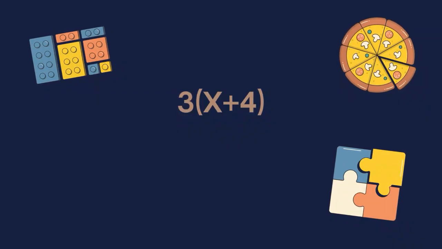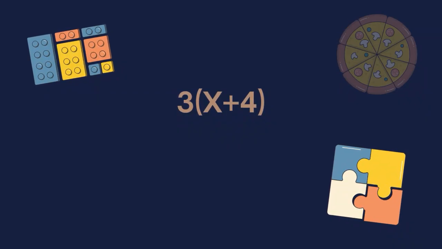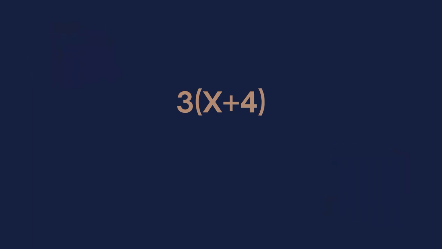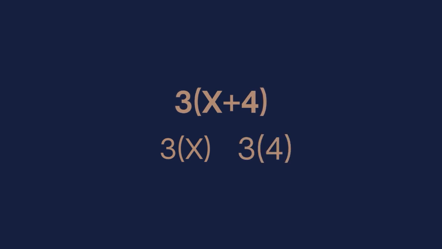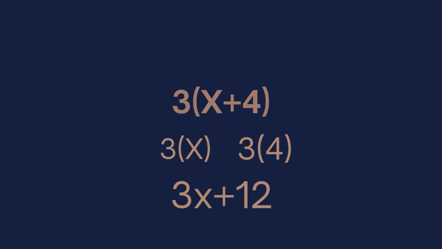In the first example, we're going to take the number on the outside, the number 3, and multiply it to both the x and the 4 on the inside of the parentheses. 3 times x and 3 times 4. When you multiply them out, 3 times x is equal to 3x, 3 times 4 is equal to 12, and this is our simplified expression.